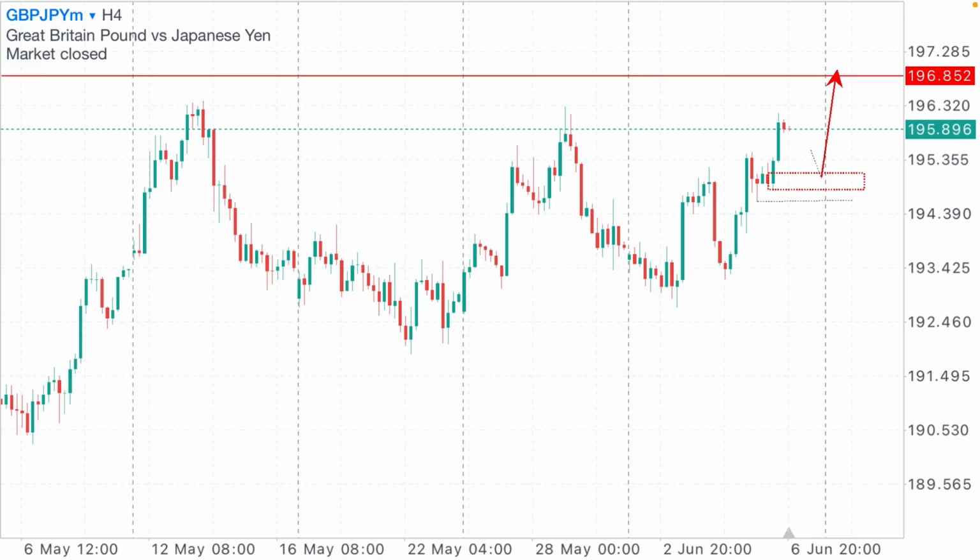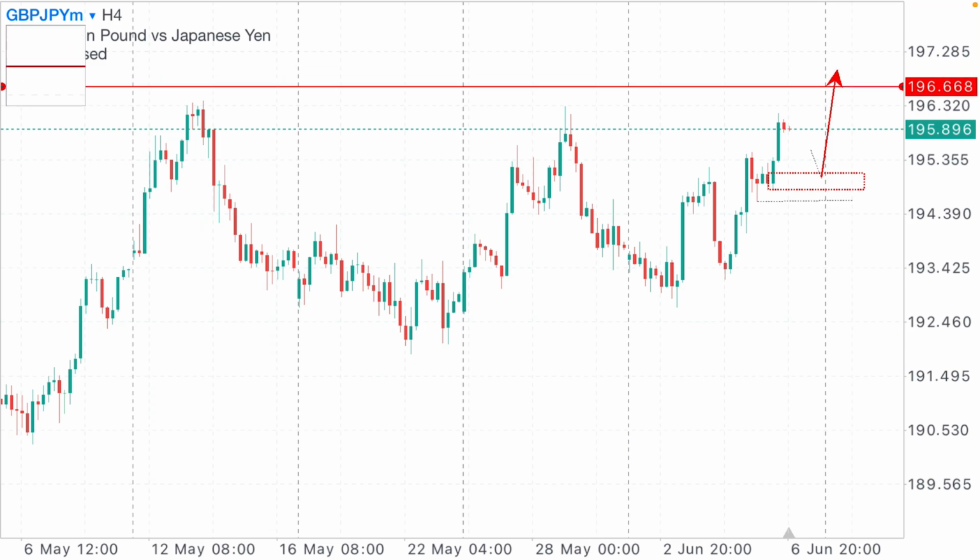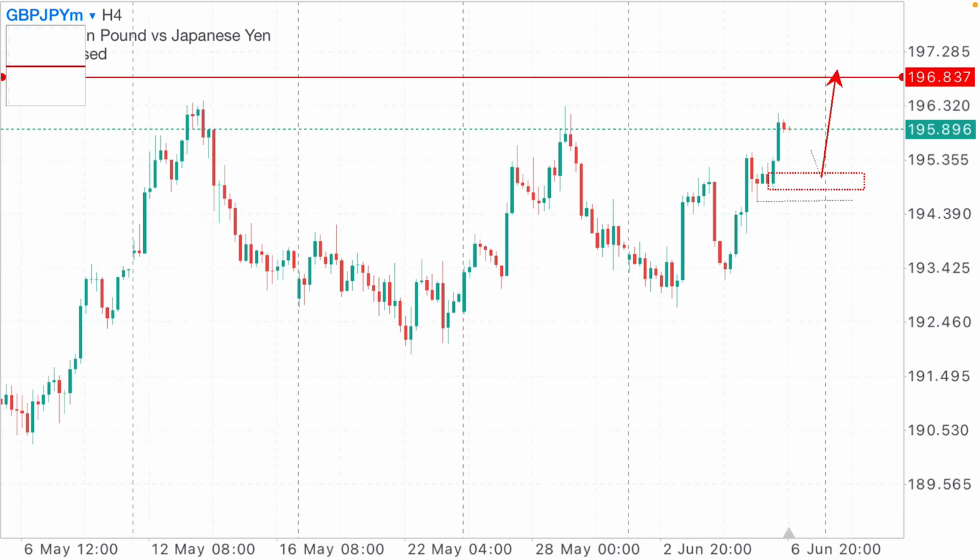As you can see, the results were amazing on this one. We're still going to follow the trend until we reach 196.800. We're going to put our TP once we catch an entry there on 800. They are busy creating higher highs and higher lows, breaking the fake supply zones, which are our fake bearish order blocks.